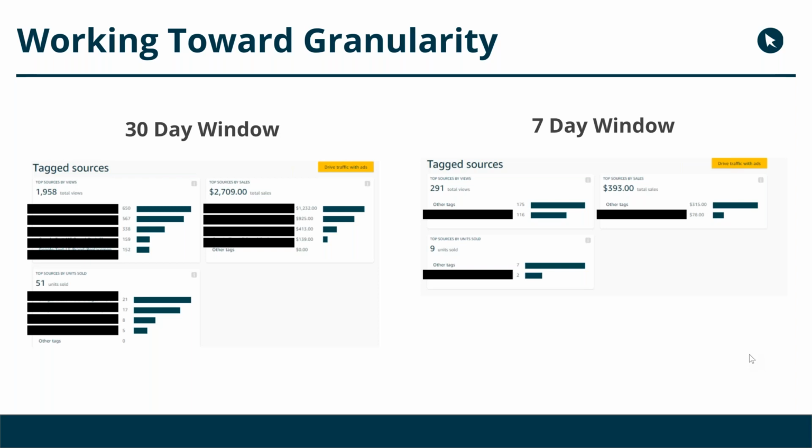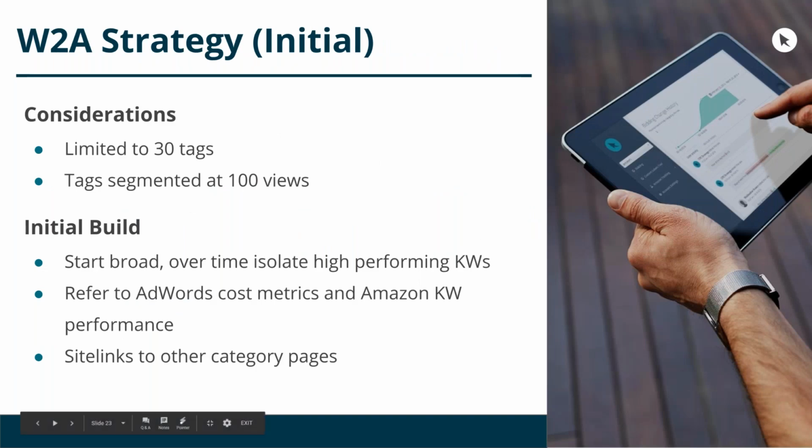Maybe you can go to the next slide. So with all of that in mind, some careful considerations to have. I've touched on this point several times before, but it really is a true balancing act. We're limited to 30 tags, and at the same time, those tags are only segmented out at 100 views. Because of that, I would recommend in your initial build to really start broad. Maybe only have each campaign have one tag associated with it. That way you're able to measure overall campaign performance prior to isolating out what you might view as your higher performers and assigning different tags to either that specific ad copy or those different product groups.